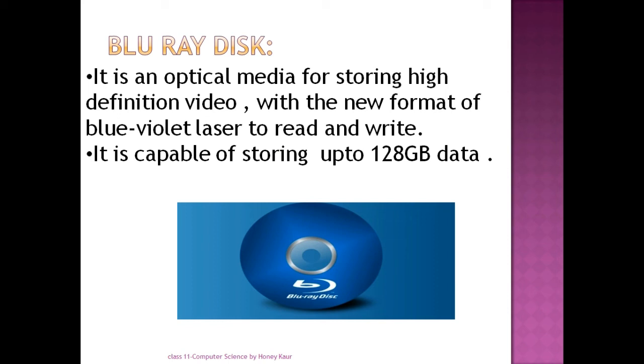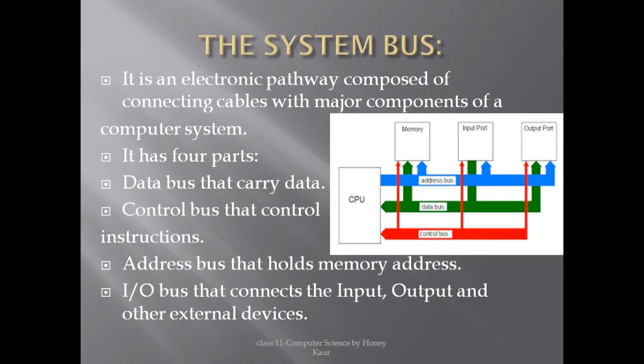So we have seen that the secondary storage devices, either hard disk, CD, DVD, flash drive, or in the last Blu-ray disc, store a variety of data in different formats with different storage capacities according to users' requirements. Coming to the last topic of the memory, the system bus. It is an electronic pathway composed of connecting cables with major components of a computer system. Means in the microprocessor, in the CPU, the system bus is used to connect different parts of the CPU. That is how the hard disk has to be connected to the control unit and the other.